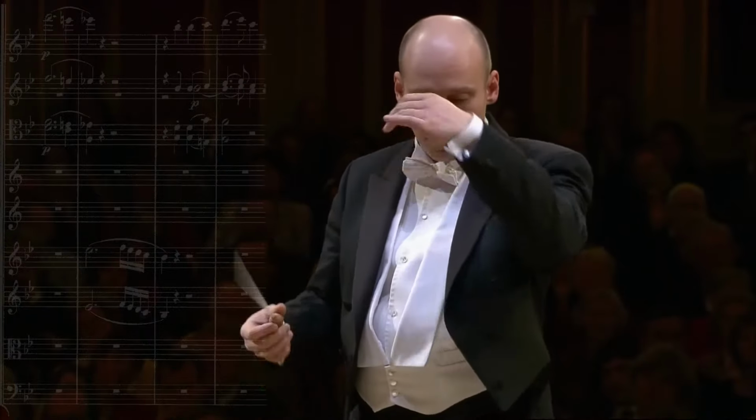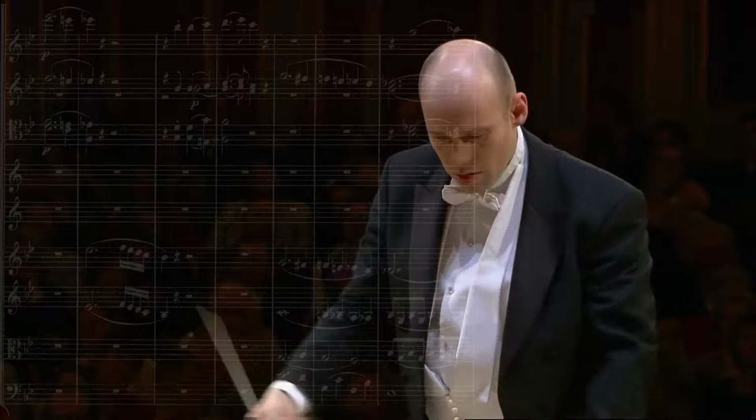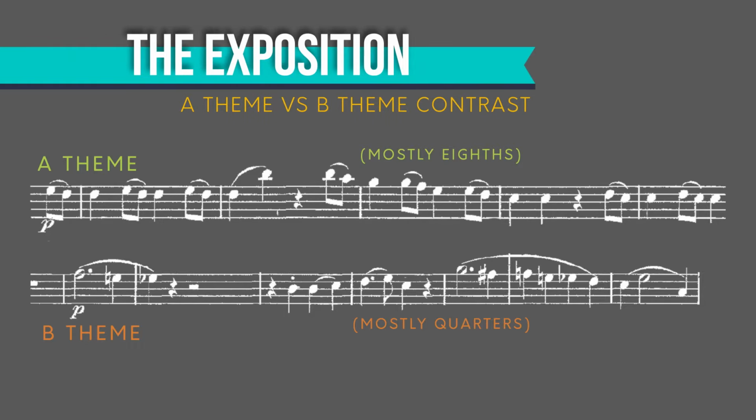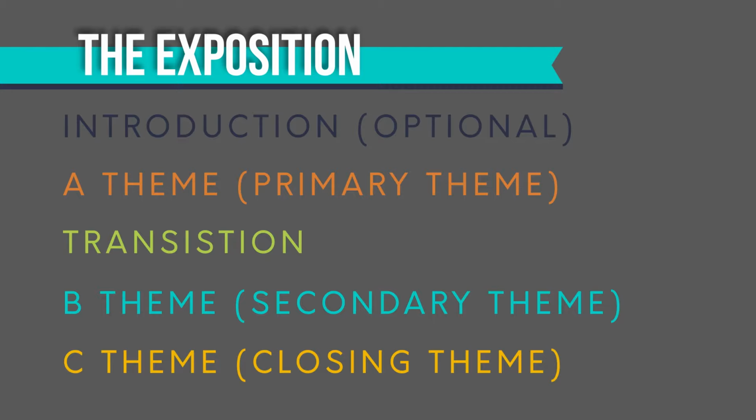It's usually in the dominant key, but if the tonic is in a minor key, then the B theme might be in the relative major. Not only that, it musically contrasts the A theme. That might be a different rhythm speed, or a different emotion. Then sometimes we might have a third character introduced who is called the closing theme group, which will close out the exposition.